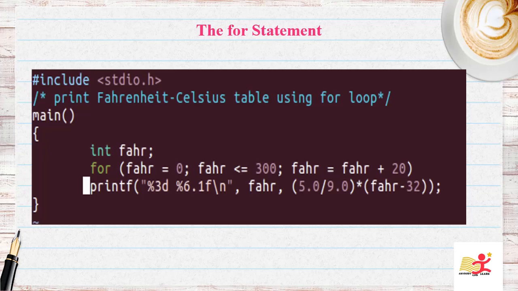The second part is the test or condition that controls the loop. The condition is evaluated, and if it is true, the body of the loop, that is the statement inside the braces of for, is executed. Then the increment step is done, that is var equal to var plus 20, and the condition is re-evaluated. The loop terminates if the condition has become false, and as with while, the body of the loop can be a single statement as well.